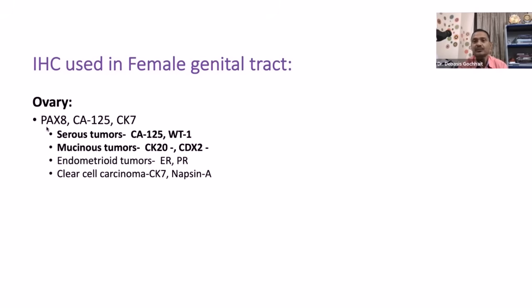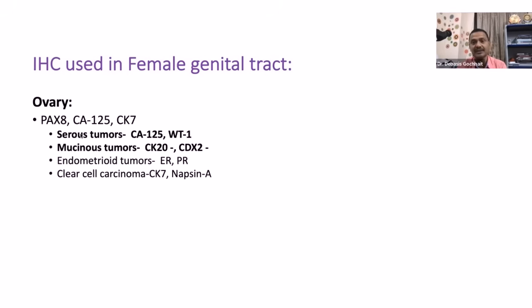Now PAX8 is a Mullerian marker. You must remember that PAX8 will be positive in female genital tract tumors and ovarian tumors. Okay. And CA125 and CK7. Now you know certain tumor markers. CA125 can come as a tumor marker question. CA125 is elevated in serum in which patient? It is serous carcinoma of ovary.